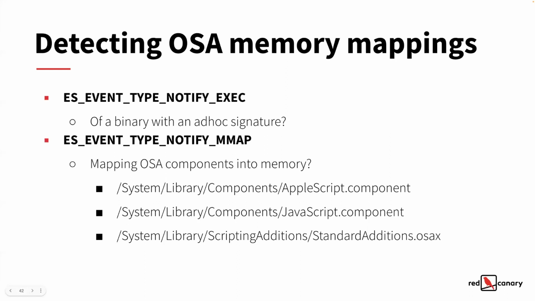So we can look for the mmap event specifically. Here, we're going to be detecting the memory mappings to an OSA component. We can first check to see there's an exec event of a binary with an ad hoc signature, and then the memory mappings are any of the AppleScript, JXA, or standard editions of OSAX. There are also opportunities for detections here by monitoring network traffic. If that's something your EDR is capable of, you can look at the number of HTTP and HTTPS requests in a certain time frame for an application, and that might be an indication of some sort of beaconing or a reverse shell occurring as well.